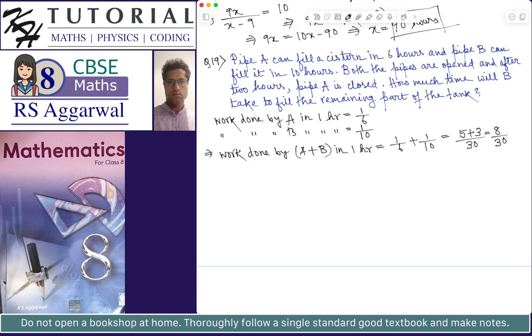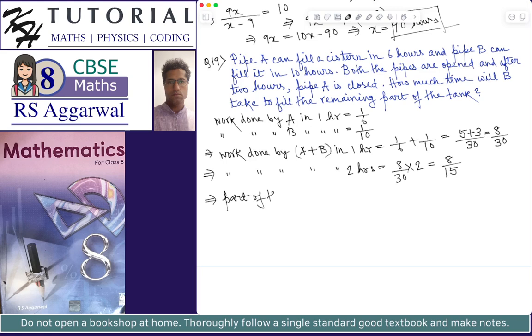Okay. Now it is given that both the taps are open for 2 hours. So we need to find work done by A plus B in 2 hours. Using unitary method, this will be equal to 8 by 30 multiplied by 2, which is 8 by 15. So we see that work done by A plus B in 2 hours is 8 by 15. It basically means that 8 by 15 part of the tank is filled up in 2 hours.